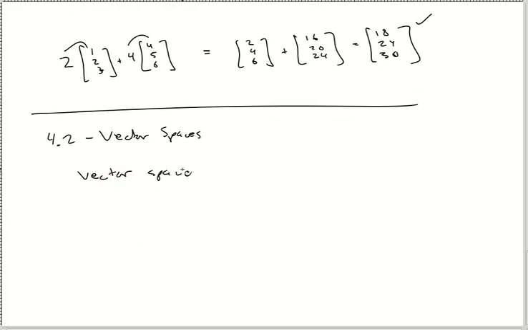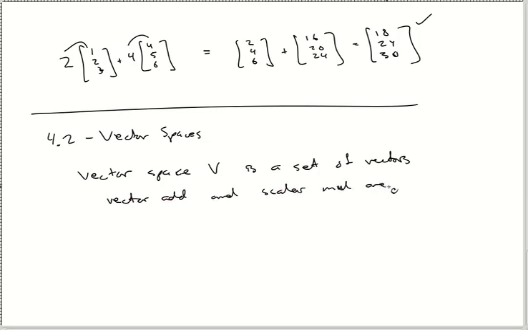A vector space V is a set of vectors where the vector addition and scalar multiplication are defined. So I would say vector addition and scalar multiplication are defined. In a way, I'm saying they exist. They can happen. You can take these vectors and add them. You can take these vectors and multiply a scalar by them.